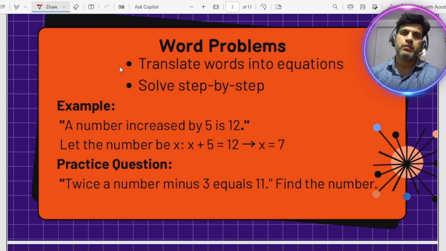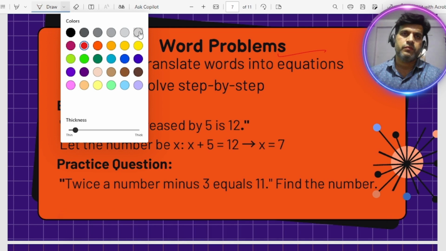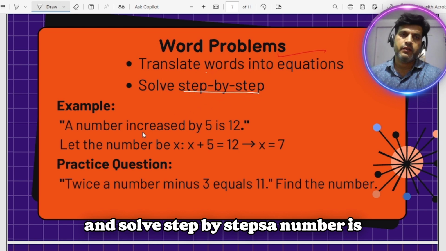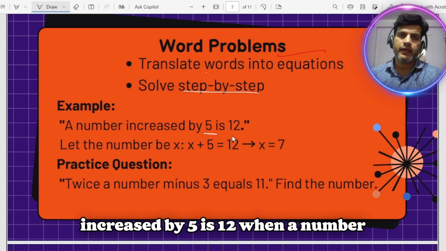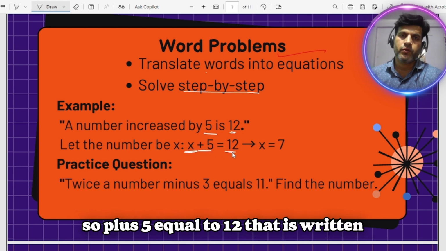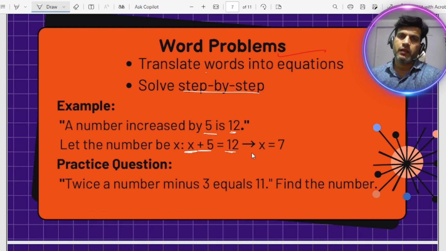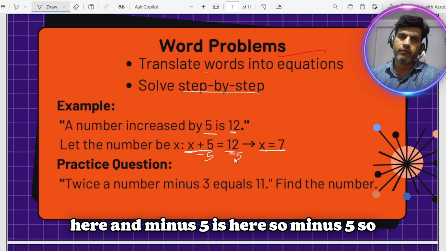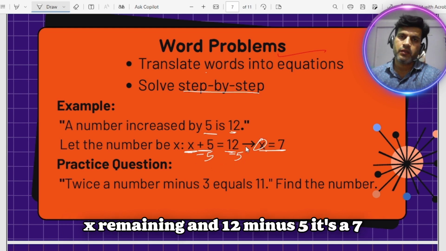Word problems. How can you go for the word problems? Again, translate words into equation and solve step by step. A number increased by 5 is 12. Let the number be x and increase by 5, so plus 5 equals 12. That is written. And so x equals 7 here. Minus 5 is here and minus 5 is here. So minus 5 on x remaining and 12 minus 5 it's 7.